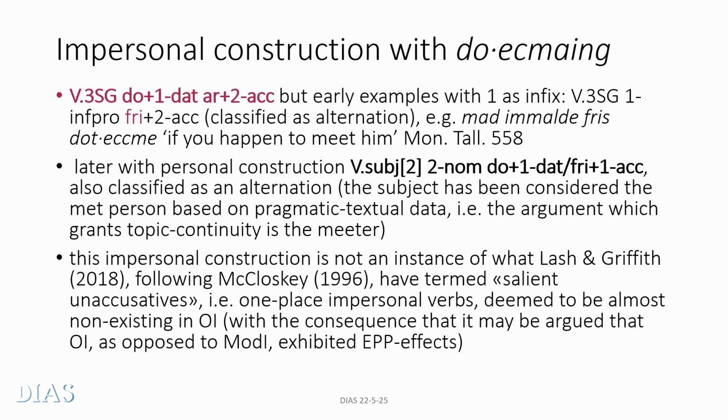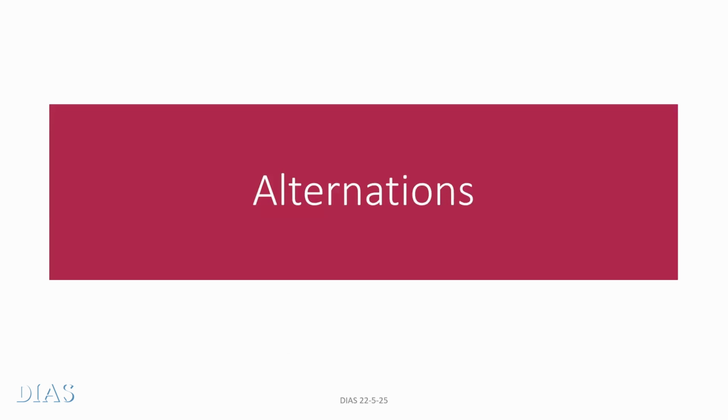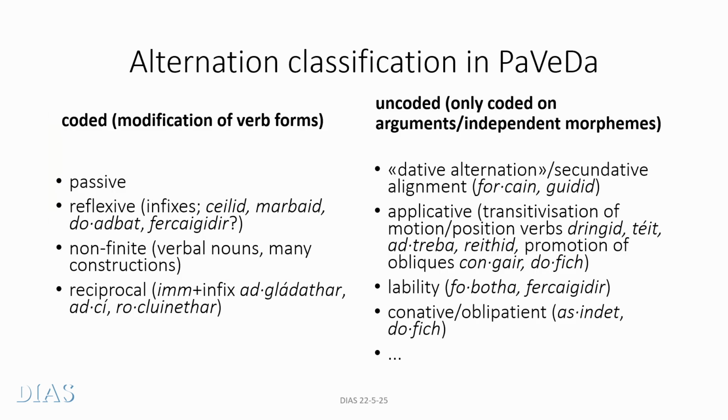Okay, so I won't dwell on this because it's late, but if you're interested, I'll say a couple of words. So the alternations. In the framework of the ValPal database and the PaVeDa database, the alternations are divided into two groups. The coded alternations, which imply a modification of the verb forms, and uncoded alternations that are only coded on the arguments. So for Old Irish, the coded alternations are the passive, the reflexive, which implies infixes, the various non-finite constructions with the verbal nouns, and the reciprocal with im, which occurs quite rarely in the corpus.